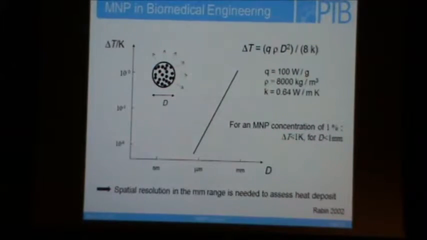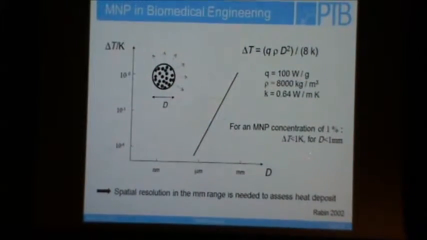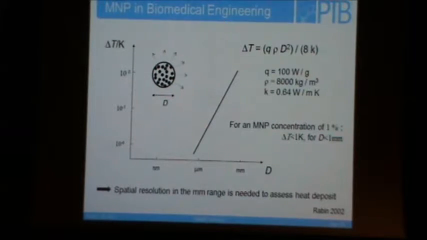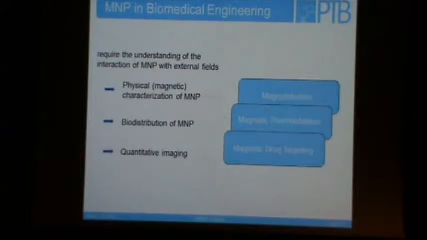tissue. So what we need to understand the action of magnetic thermal ablation is that we need an image of the distribution of magnetic nanoparticles with a resolution at least in the range of a millimeter. Otherwise, we will not have sufficient information to judge whether the distribution of the particles in the tumor is sufficiently dense. Okay, so this is the issue.